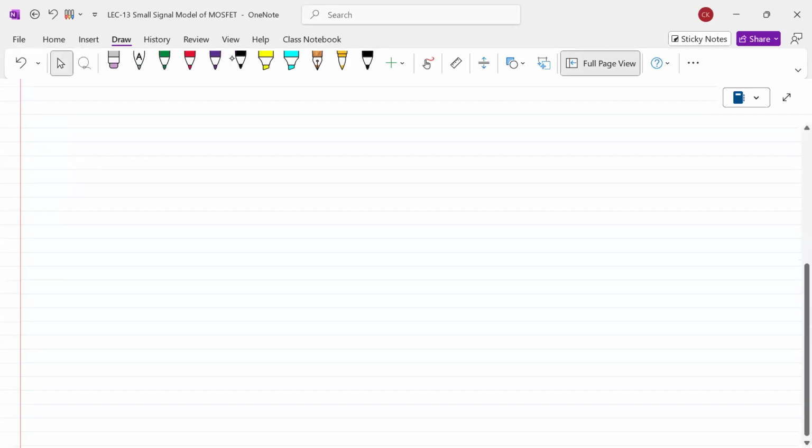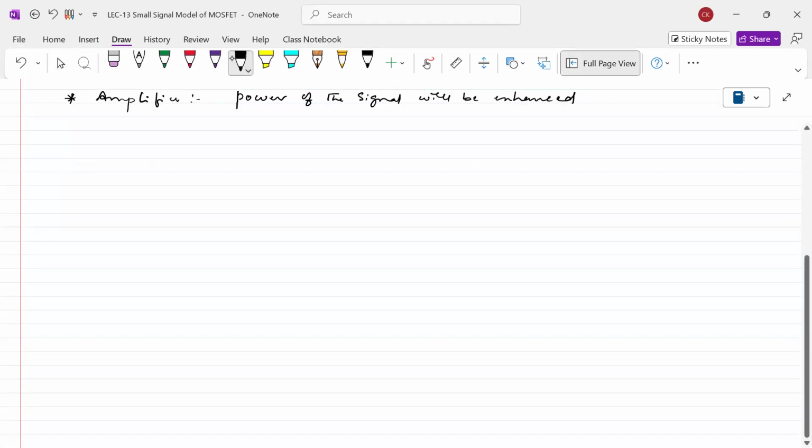That means at the input side, we have to apply a small change. Let me consider it here in this way. If this is the MOSFET, and this is where we are applying VGS, the gate to source voltage. This is the gate, let me call this the drain, this is the source. We are applying the gate to source voltage and we are getting the IDS value.